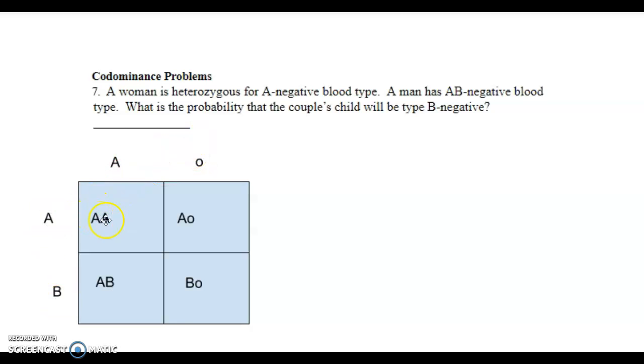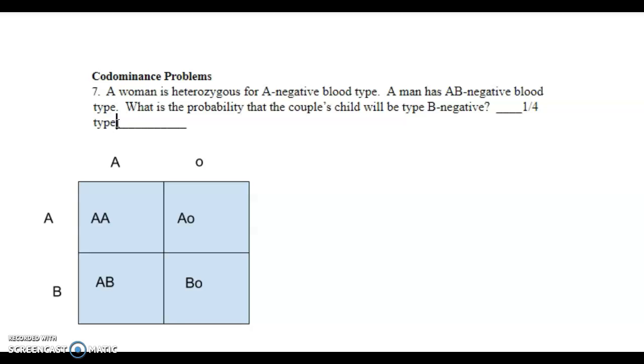So we would get AA, a homozygous type A here. AO would be a heterozygous type A there. And then A and B with AB right there. And then a heterozygous type B in this fourth box. And it's asking, what is the probability the couple's child will be type B negative? Well, we have 1 out of our 4 type B. So the probability would be 1 in 4.